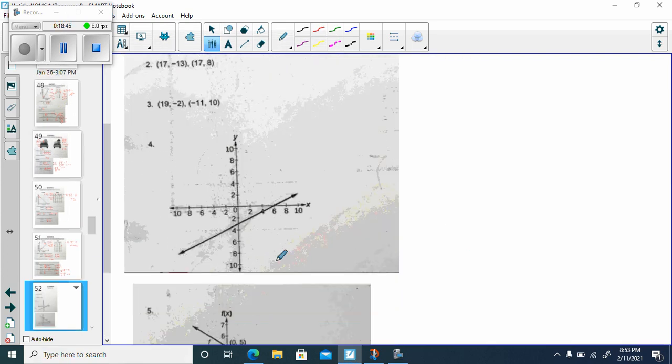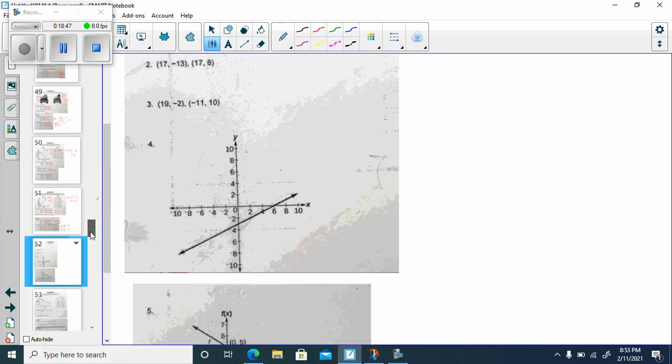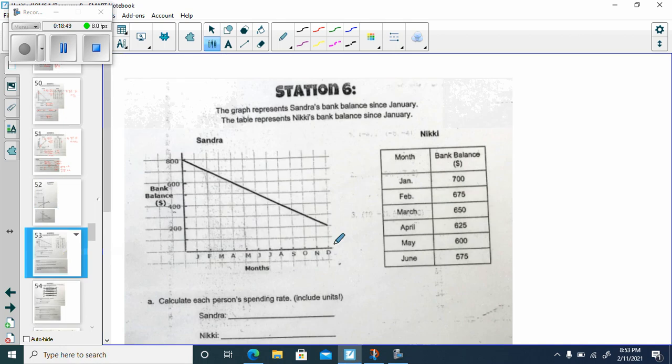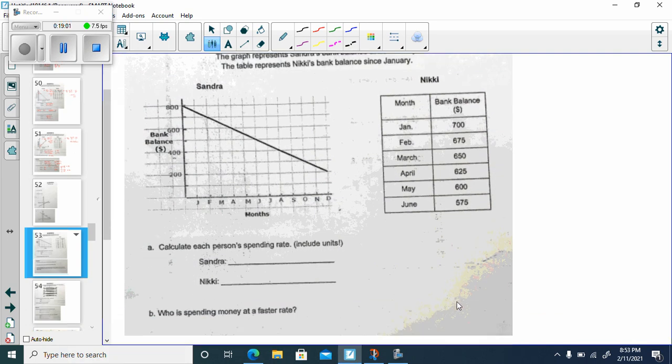Okay, we're not going to do 5 because it just deals with finding slope. 6. The graph represents Sandy's bank balance since January. The table represents Nikki's bank balance since January. Calculate each person's spending rate. Now, although this has months like January, February, March, April, May, we're going to count how many months. Calculate each person's spending rate, including units.